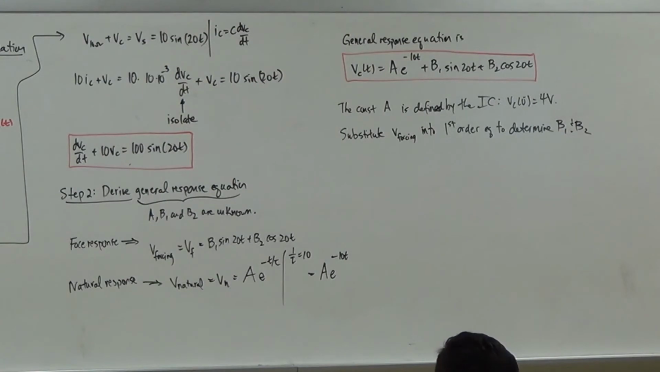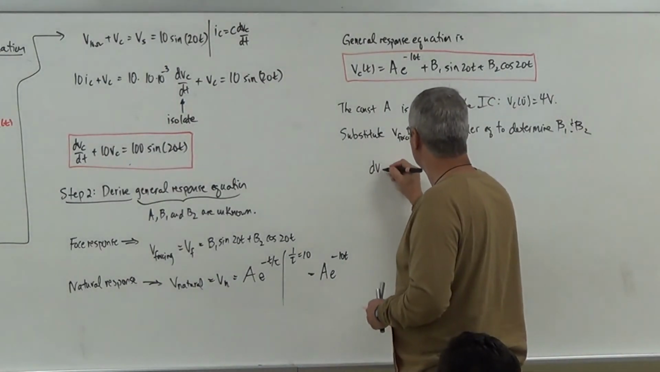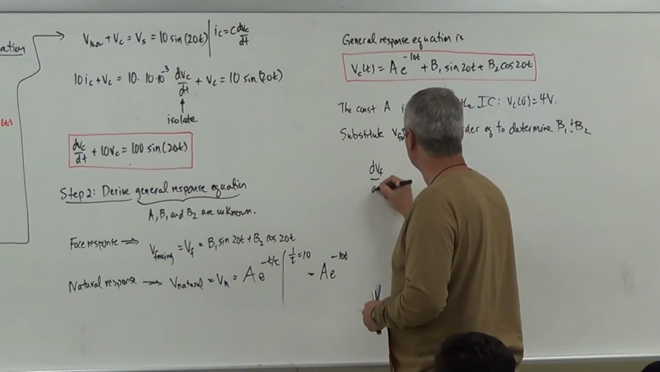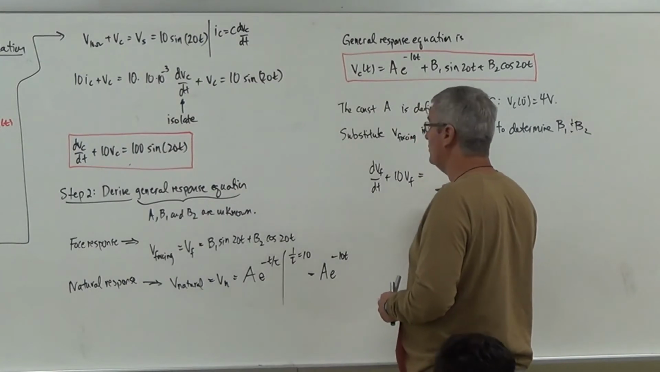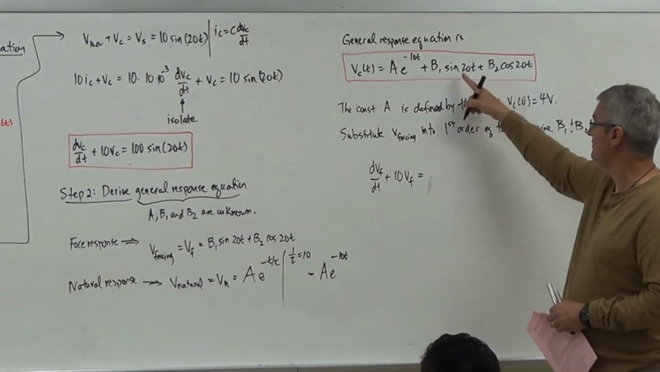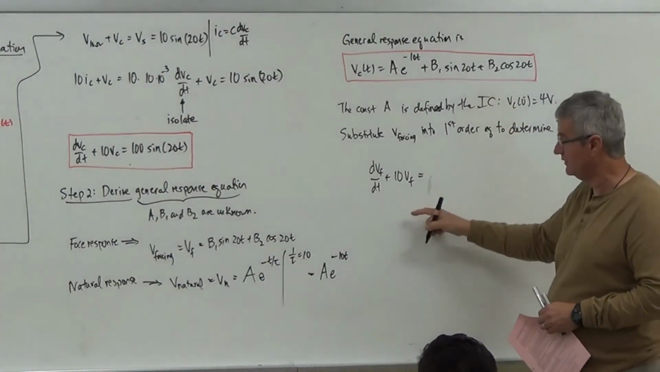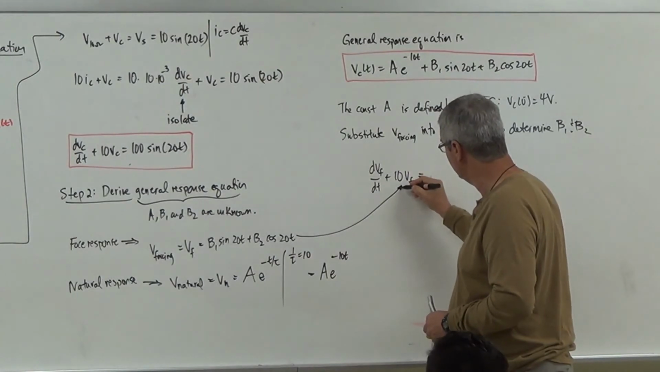So here we go. Our equation then says dVf/dt plus 10 Vf equals what? Well, I'm going to take my forced response and plug it back in here. So look, there's the forced response right there.